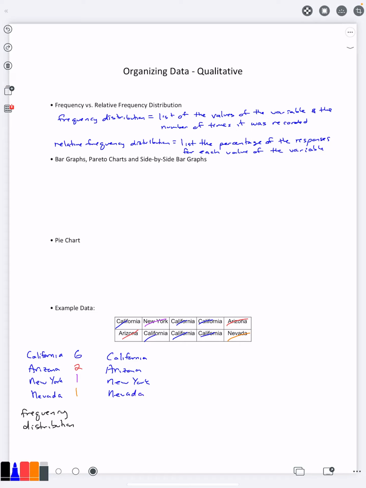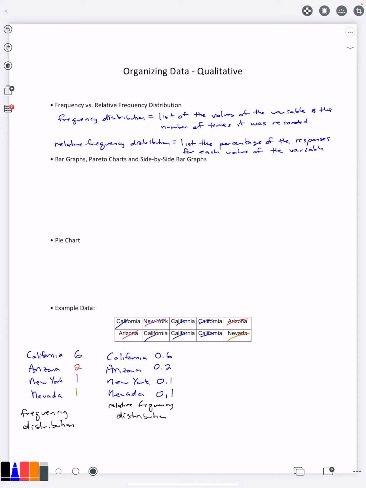But instead of having the specific number of them, I write down percent. Now we usually put percent as decimals in this case, but you could put it as percentages. It's up to you. So California was 6 out of 10, so 60% or 0.6. Arizona had 2 out of 10, so 20%, and then 10% each. And guess what? With that simple change, this is now a relative frequency distribution. So that's all there is to these two things here. Nothing more involved than that.